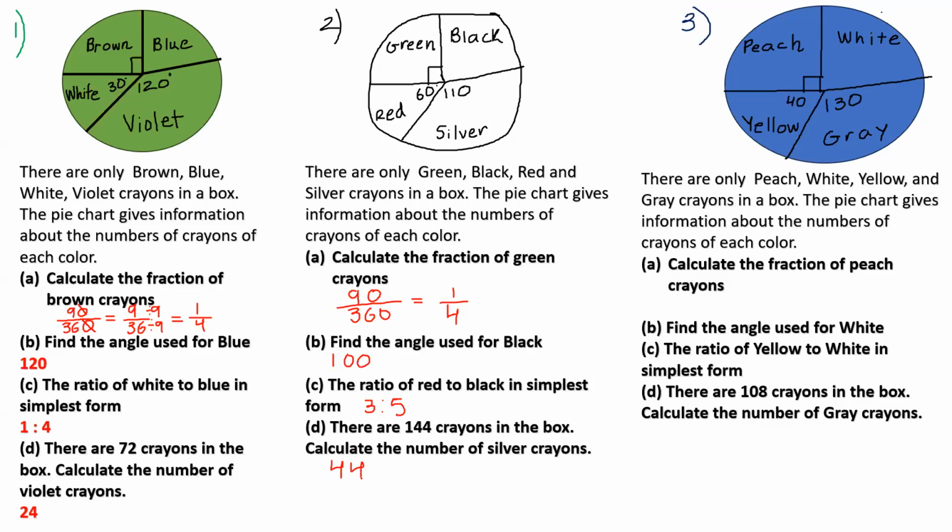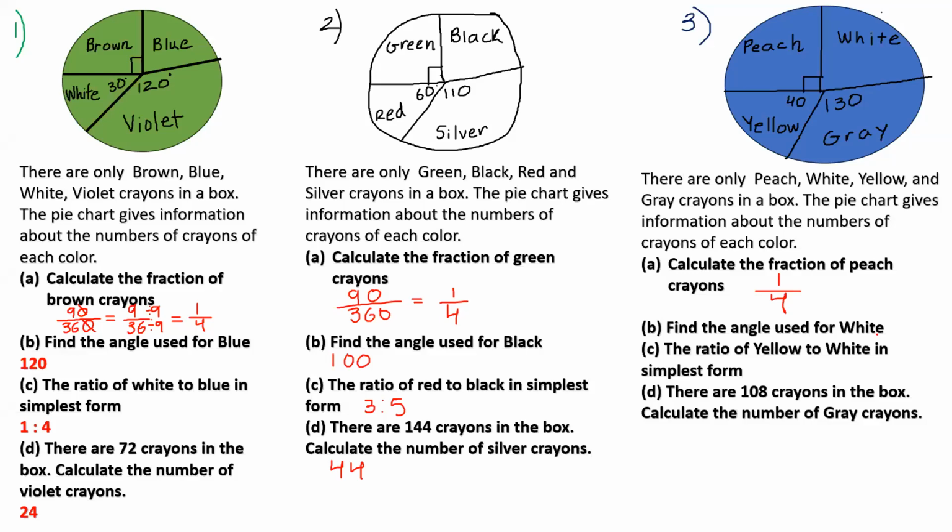Okay, anyone got all of number 2 right? Let me know. Yes, sir. Good, good. Okay, calculate the fraction of peach crayons. How are you going to get that? You're going to do the same thing that you did for numbers 1 and 2. So the answer is 1/4 for the final answer. The angle used for white, what did you all get for that one?